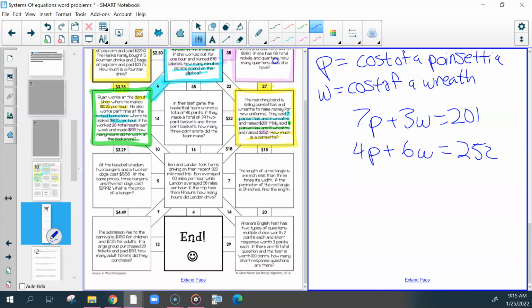So we need to think of a number that both of these go into. 18 does work. There's something else. You can do 6. 12 would also work. So there's different ways you could go about doing that. If you just do 6, then we're only multiplying 1. So we'd have 14P plus 6W equals 402. I think that's right.